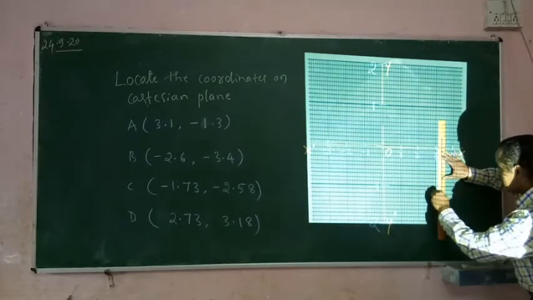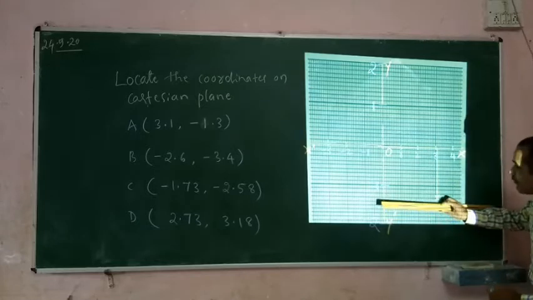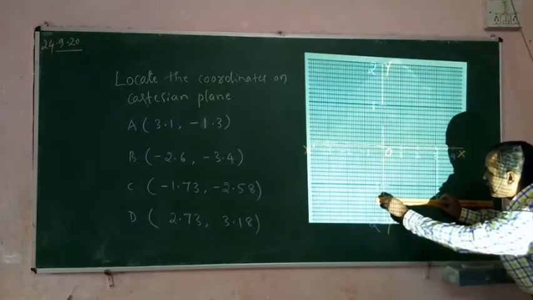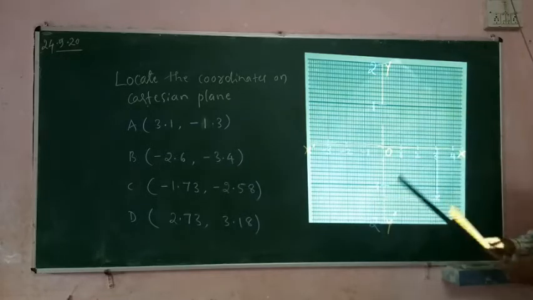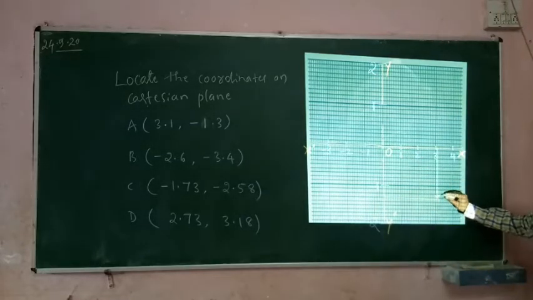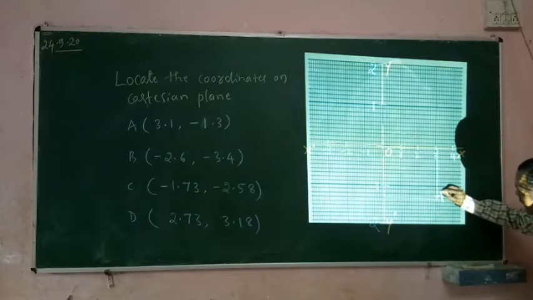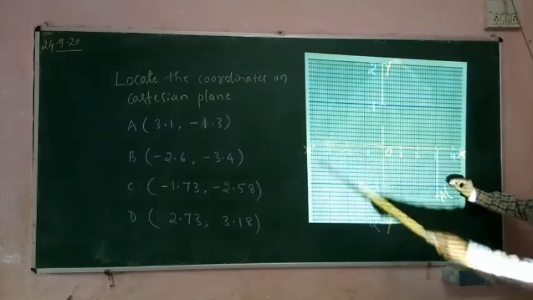3.1, 3.1, and -1.3, -1.3. This is the point of intersection. And I can call this point as A. I can write it as A.